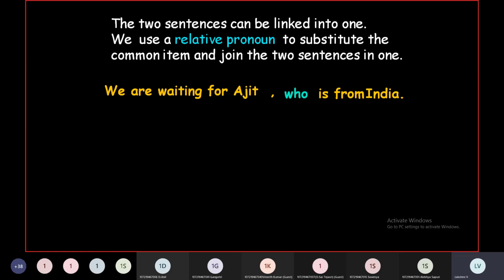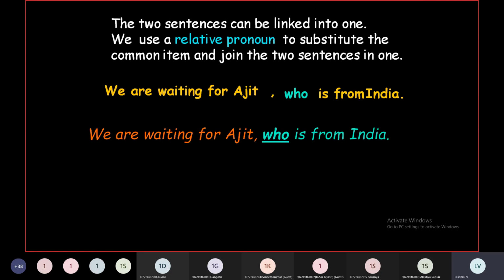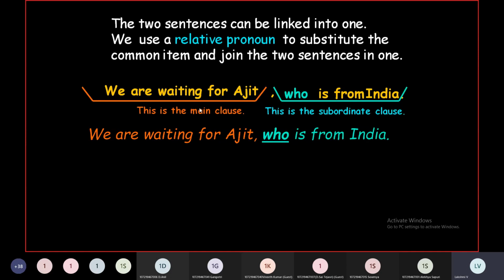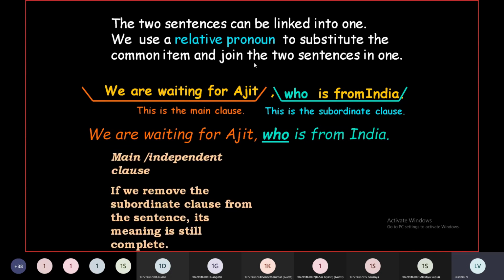You just see, this is the definition. The two sentences can be linked into one. We use a relative pronoun to substitute the common item and join the two sentences in one. We are waiting for Ajit, who is from India. So here, we are waiting is the main clause and this is the subordinate clause. Without the subordinate clause, the main clause exists. But without the main clause, there is no subordinate clause.